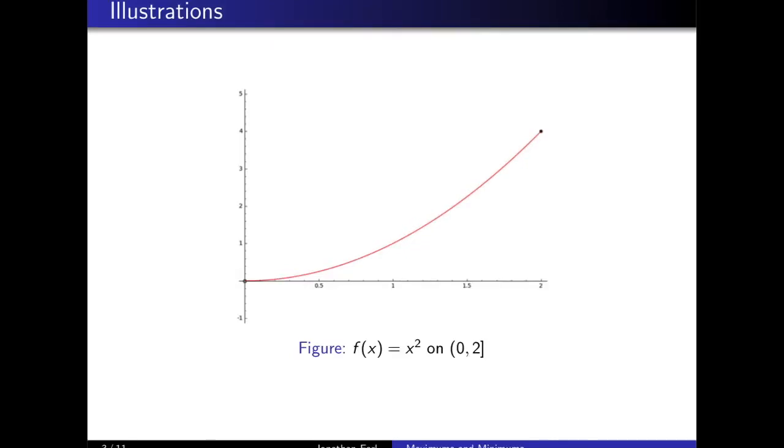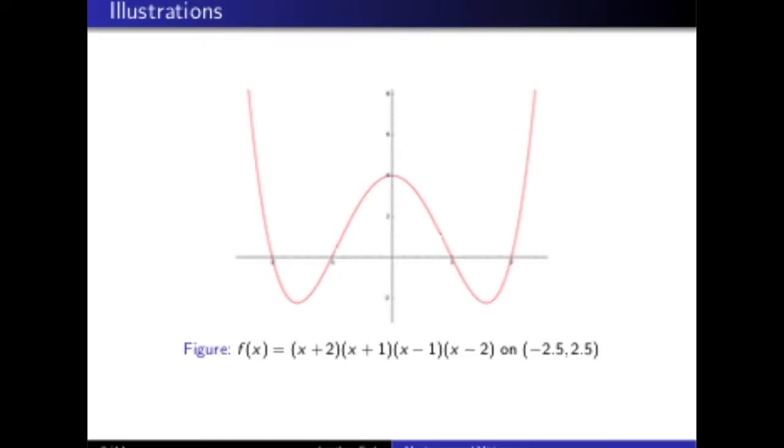Now, if we went and opened up the left side of the interval, so we went with an open interval from 0 to 2, we wouldn't have that absolute minimum at 0 anymore, for kind of the same reason as before. And then we could open up the right side of the interval, and we would have neither an absolute maximum nor minimum.